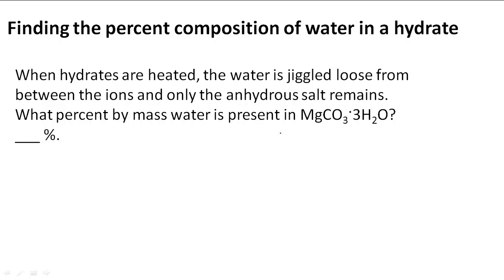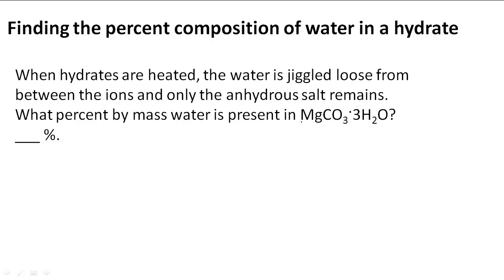Finding the percent composition of water in a hydrate. In this example problem, it says when hydrates are heated, the water is jiggled loose from between the ions and only the anhydrous salt remains. So the salt without that water remains. What percent by mass water is present in magnesium carbonate trihydrate?